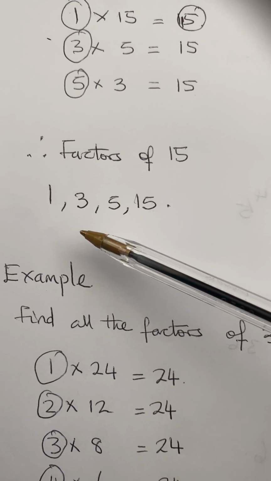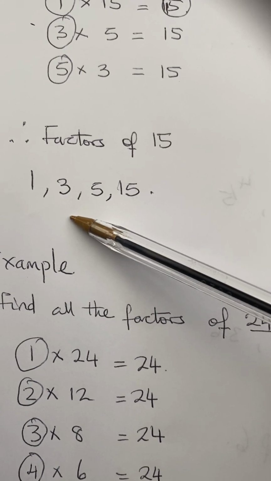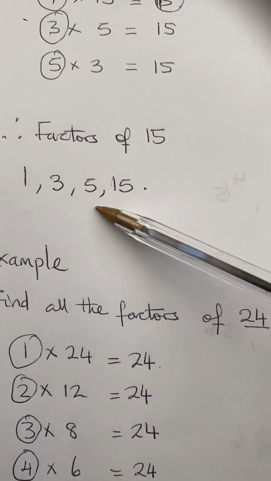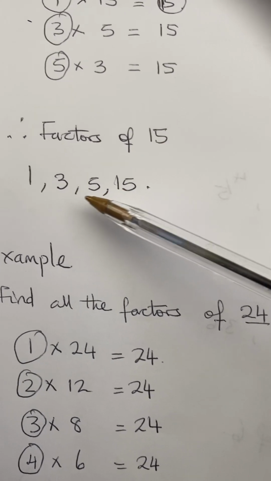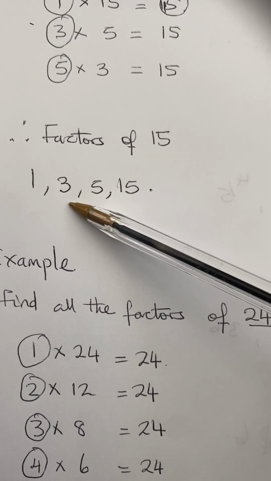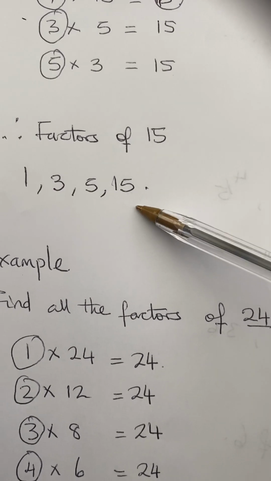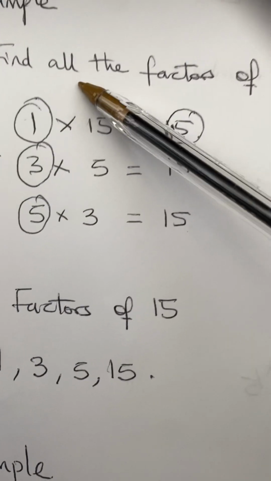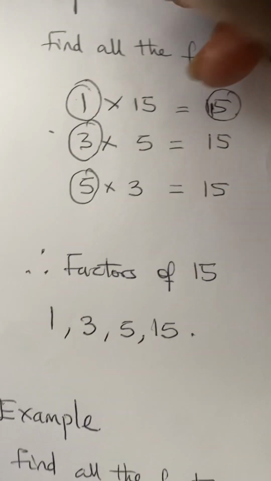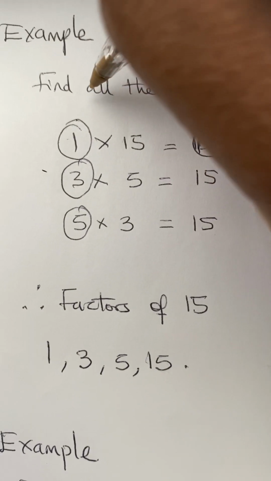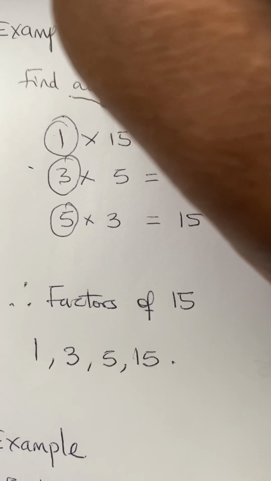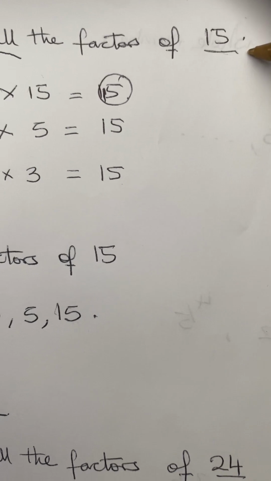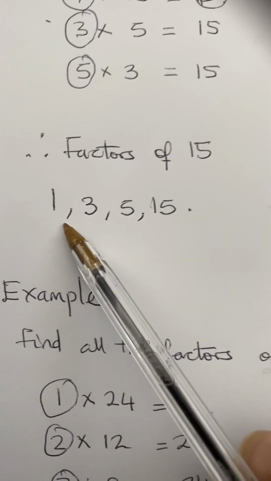So they can say list the factors of 15 up to 5. So you have to just list 1, 3, and 5 and ignore 15. But if they say list all the factors, the word here is all. If they say list all the factors of 15, then you have to list all.